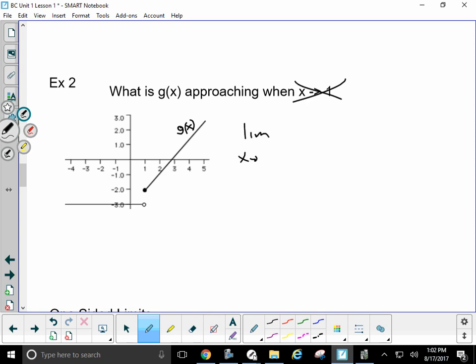Let's look at x approaching 1 from the left of this g of x function. I would be approaching 1 from the left. So as I get really, really close to 1 from the left, where are my function values? Well, they're down here. And as I get closer and closer to 1 from the left, I'm approaching this y value of -3. I would say this left-hand limit of g at 1 is -3.